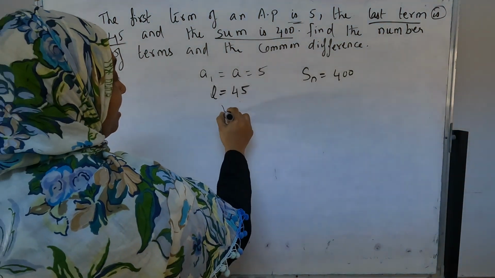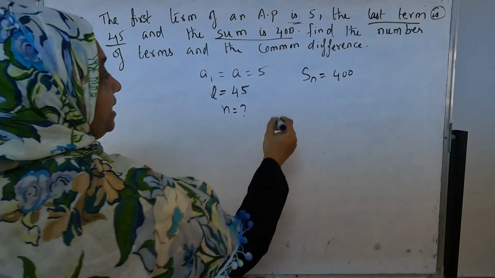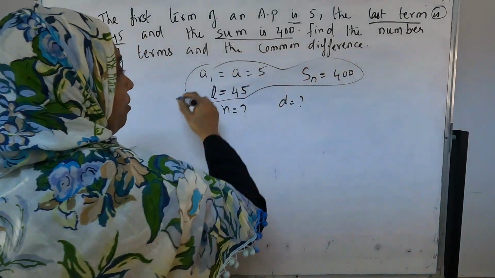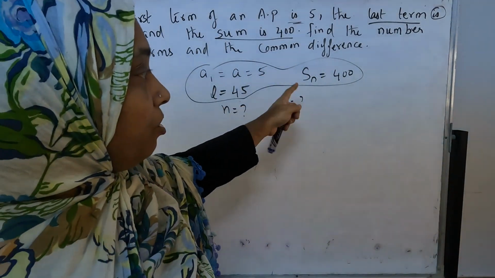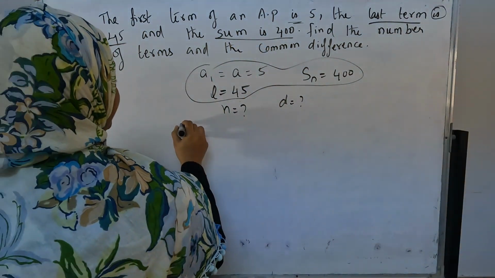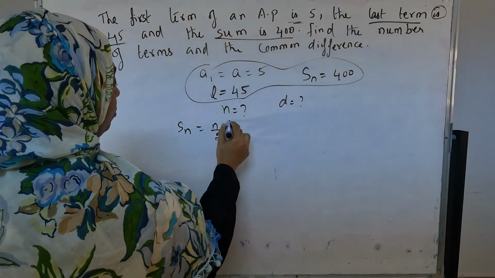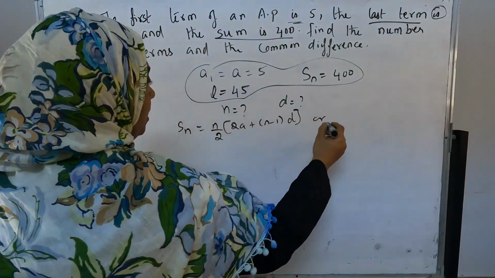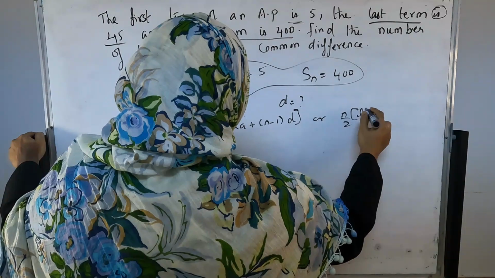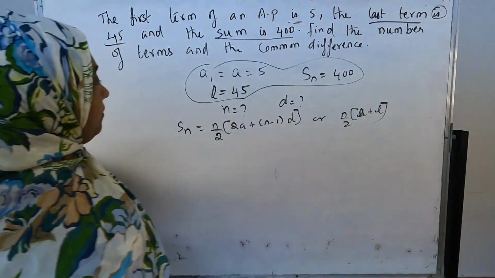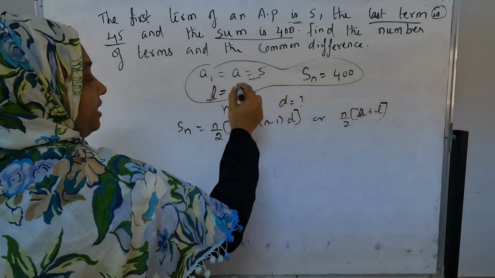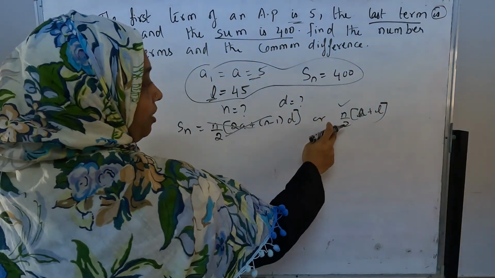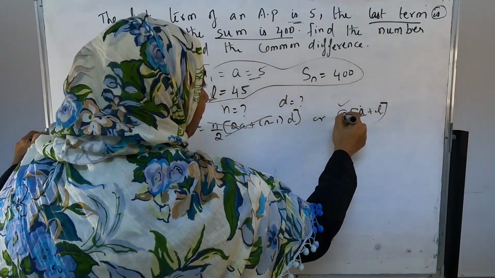Number of terms means n, they are asking, as well as d. So using the given information, these three pieces of information, we are going to proceed. Here the sum is given, so we will use the sum formula: Sn is equal to n by 2 into 2a plus n minus 1 into d, or n by 2 into a plus l. Here l and a are with us, so this formula we don't want, we will take the other one. Because a is with us and l is with us, we can find n.